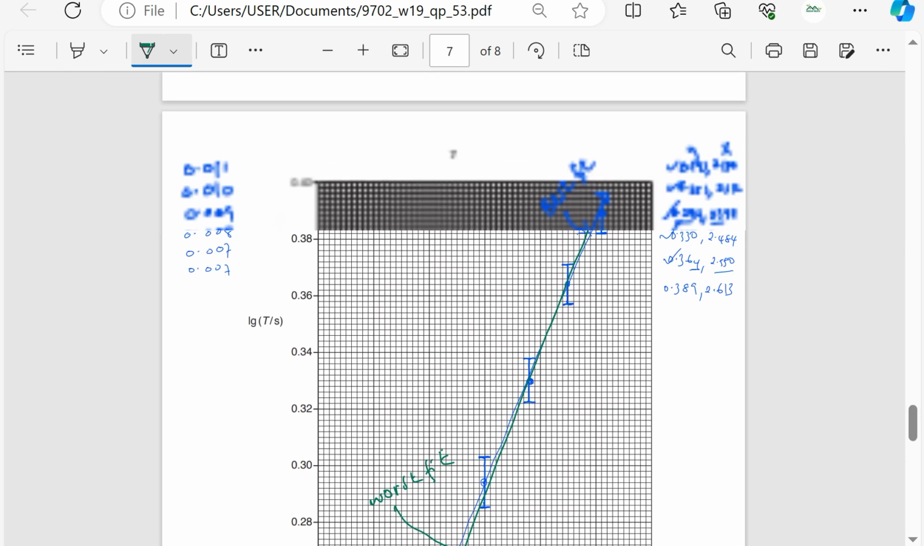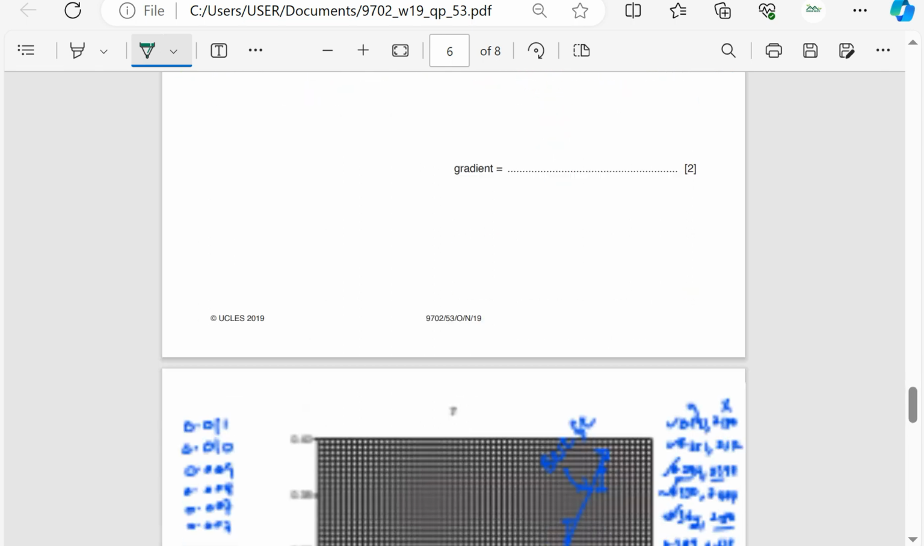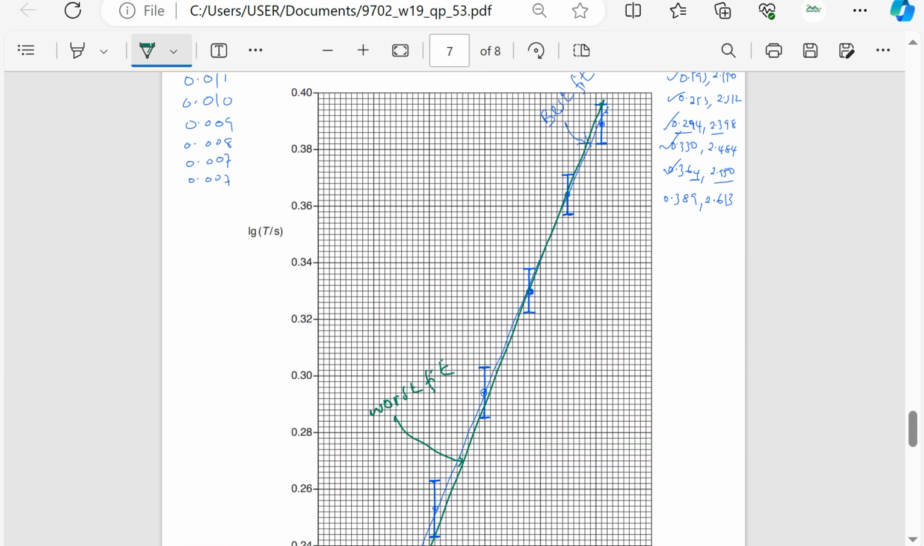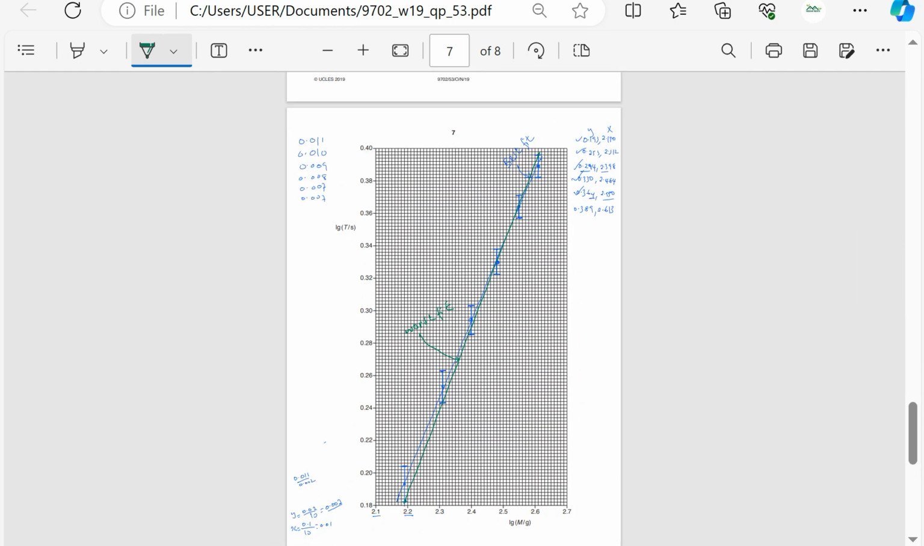Then the next thing is to find a gradient. So since it is to find a gradient, I must draw a triangle. You also have two options. You can choose two triangles, one for each line, or you can do the same triangle for both lines. But bear in mind that the triangle should cross through points which you can easily read.